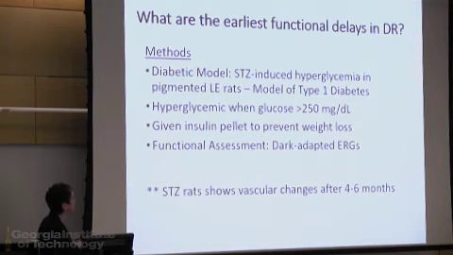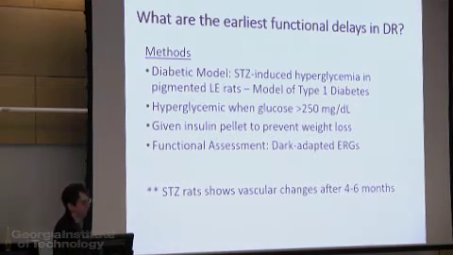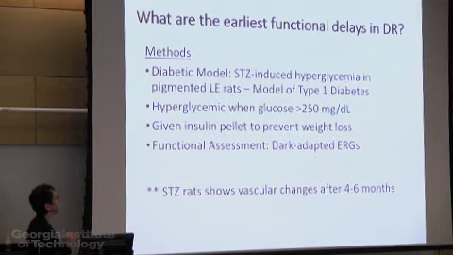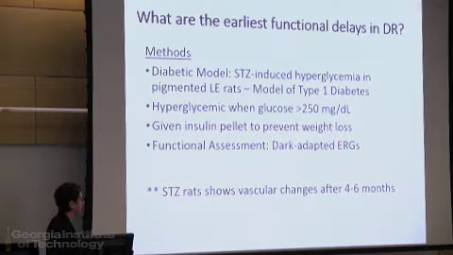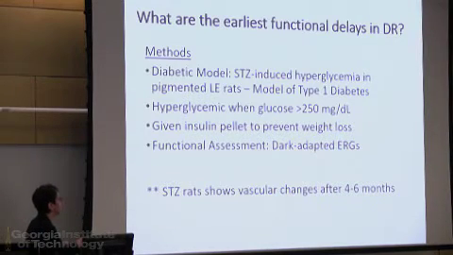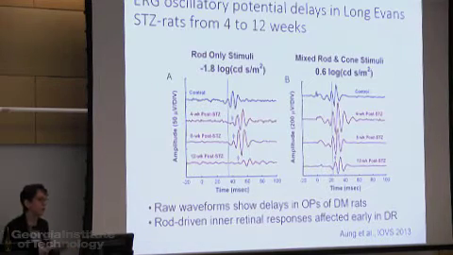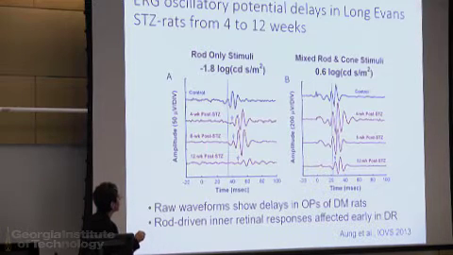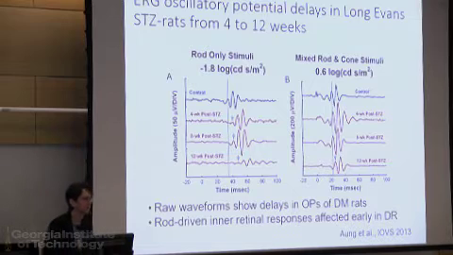To some of the rats, we give an insulin pellet, not to reverse their hyperglycemia, but just to prevent weight loss. That keeps them a little bit healthier over the course of the experiment, so their hyperglycemic state still remains. Then we're just doing this functional assessment of dark-adapted ERGs. Again, remember that in the STZ rat, vascular changes won't occur until 4 to 6 months. So we did repeated measurements over the course of the diabetes. You can see in this experiment, we have control animals, and then we're looking at 4, 8, and 12 weeks post-STZ.